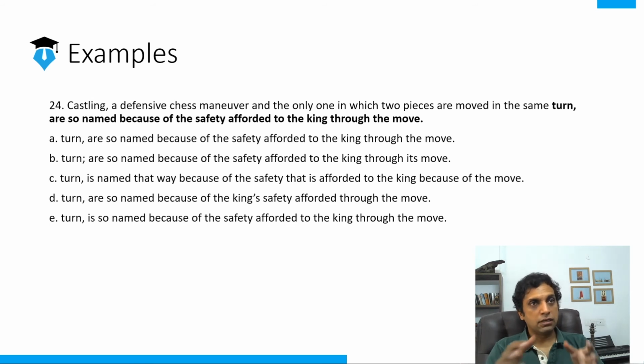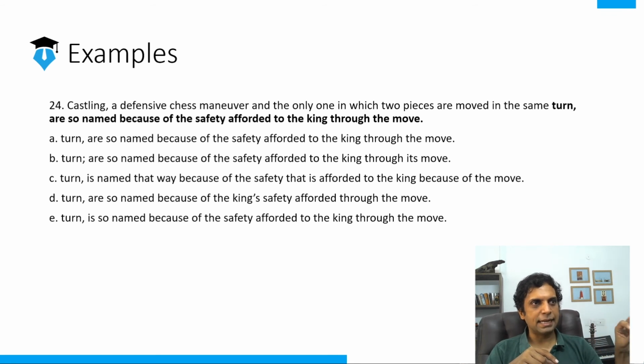Are so named. Stop here. Remove the modifier. Castling are so named. See a problem? Castling is singular. So what have you eliminated? A, B and E are already gone. B for another reason, because there's a semicolon there. It doesn't fit. We'll discuss punctuation in another class. But yeah, you're left with C and E.